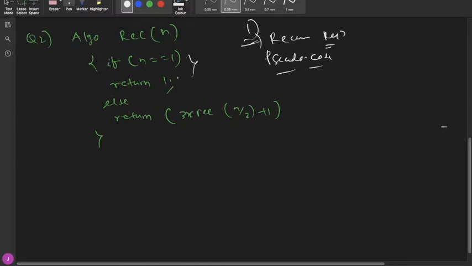This is the base case. When n equals 1, it is returning 1. So I am writing T(n) equals 1 if n equals 1. When n is greater than 1, it is returning 3 into T(n/3) plus 1.